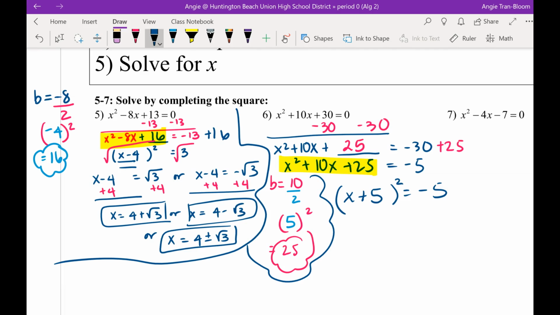Okay. Now, our next move is, what do you want to do? Nicole, what do you want to do next? Square root to both sides. Perfect. Do we have a problem? Yeah. We do. Right now we do. Can we have a square root of a negative under? So how do we write this answer? No real solutions for now. Okay.